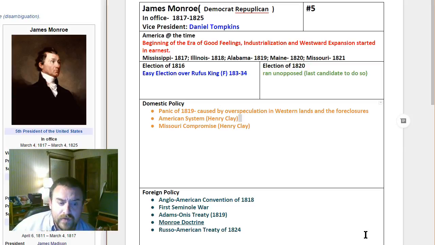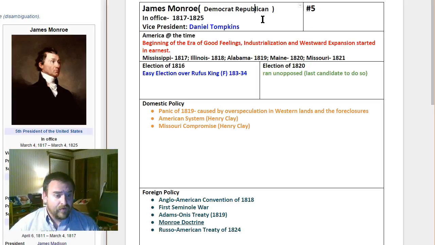All right, so James Monroe is going to be the last president, the only real president of the Era of Good Feelings, and the last real Democratic-Republican president, because of all the controversy with the 1824 election, which we'll get into next time when we take a look at John Quincy Adams.